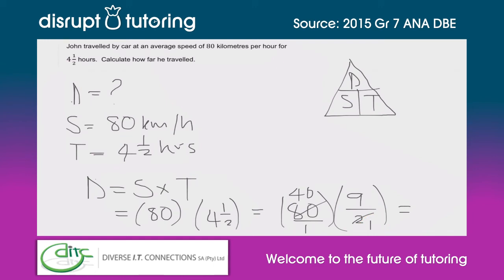40 times 9, let's try and do that in our heads. It would be 4 times 9 is 36, and we just add a 0, so that would be 360. And 1 times 1 is 1, which means it's 360 over 1, but we don't need to write that because we know the answer is 360, and that's going to be 360 kilometers. Okay, so remember to write your kilometers in there as well.